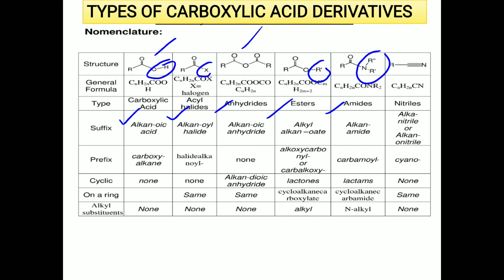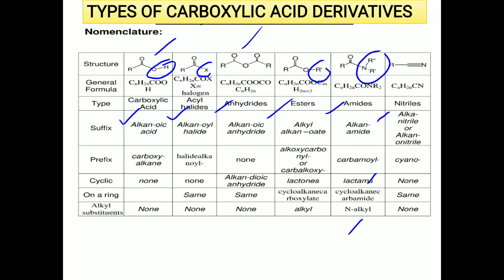Okay, so if an amide group is present on a particular chain, then the suffix we use is alkane amide, or the prefix we use is carbamoyl. If the amide group is connected in a cyclic structure, then we name it lactams. If the amide is connected on a ring, then we name it cycloalkane carboxamide. And if there is an alkyl substituent, then we use N-alkyl before the parent alkane. Okay, this is for amides.